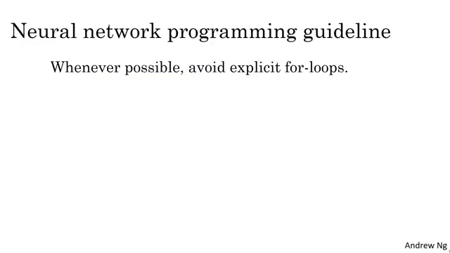Neural network programming guideline. The rule of thumb to keep in mind is when you're programming your neural networks or when you're programming logistic regression, whenever possible, avoid explicit for loops. It's not always possible to never use a for loop, but when you can use a built-in function or find some other way to compute whatever you need, it will often go faster than if you had an explicit for loop. Let's look at another example.